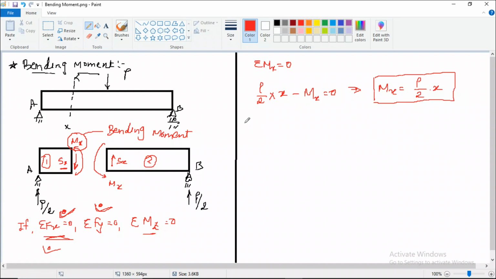So bending moment is nothing but the algebraic sum of moments caused by transverse forces.